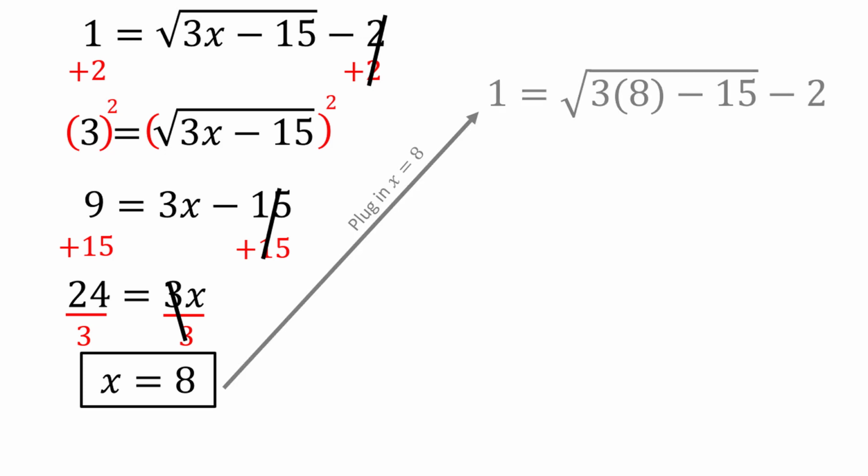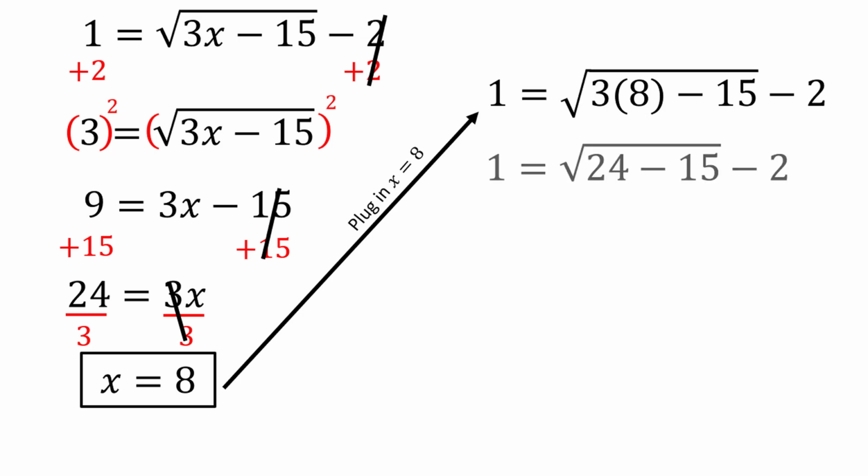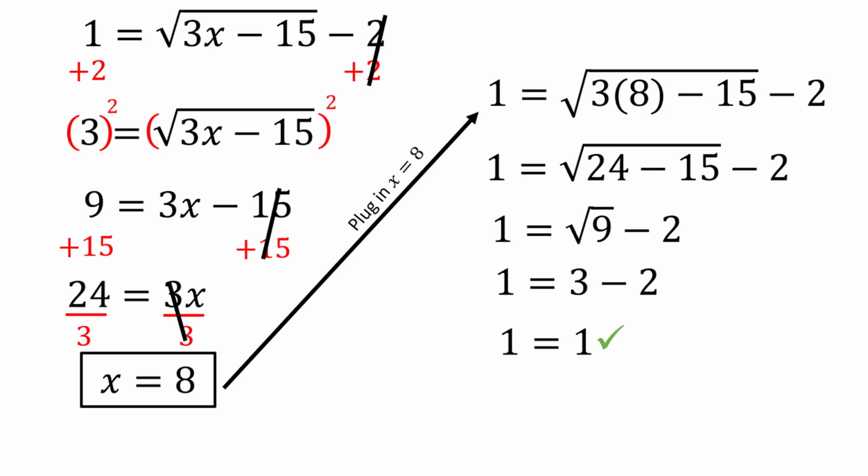But if you want to check anyways, we have 1 is equal to the square root of 3 times 8 minus 15, minus 2, which simplifies to 1 is equal to the square root of 24 minus 15, minus 2. Or 1 is equal to the square root of 9 minus 2. Or 1 is equal to 3 minus 2, which is 1 equals 1. Which verifies that our solution is correct.